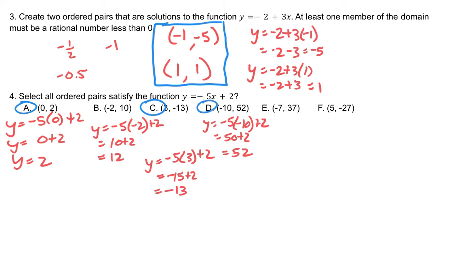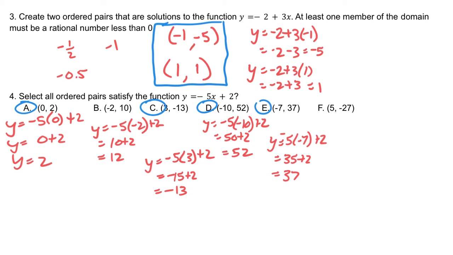And then y equals negative 5 times negative 7 plus 2. That's positive 35 plus 2, which is 37. And that one works as well.